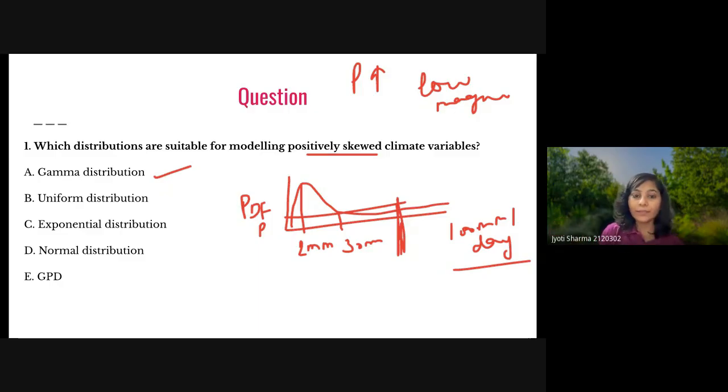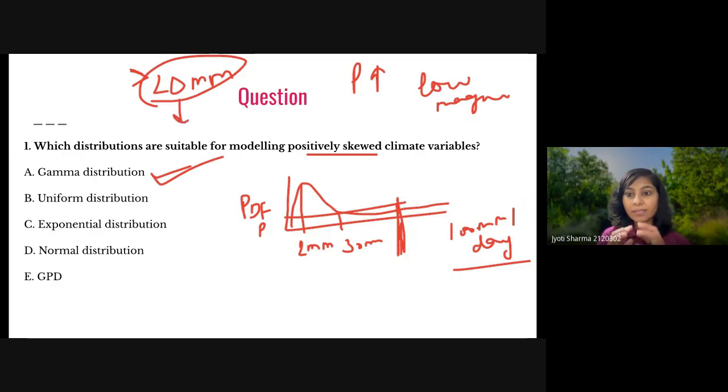Based on what kind of question we want to address, we have different distributions. For example, if we want to see what the possibility is that we will get rainfall of more than 20 mm, gamma distribution is useful. If we want to know, let's say the extreme event is 20 mm, what is the possibility that within 5 years we will get 20 mm of rainfall?